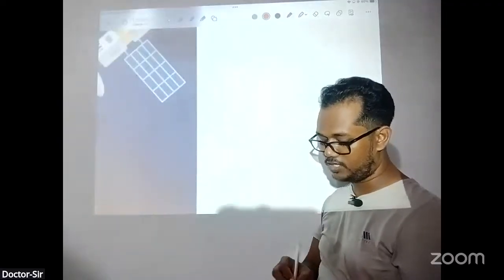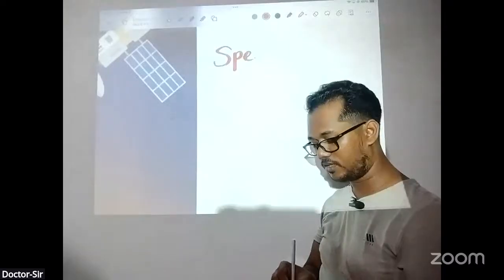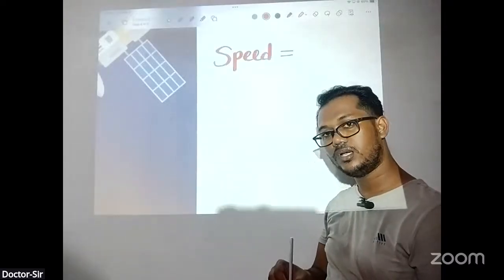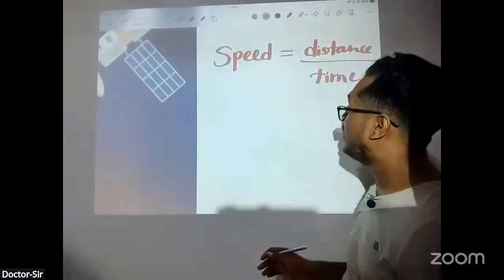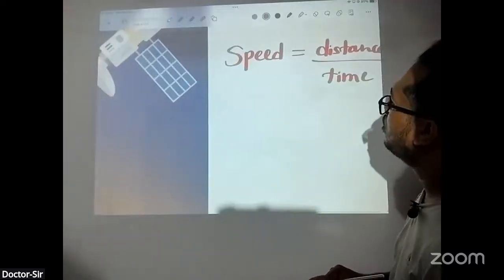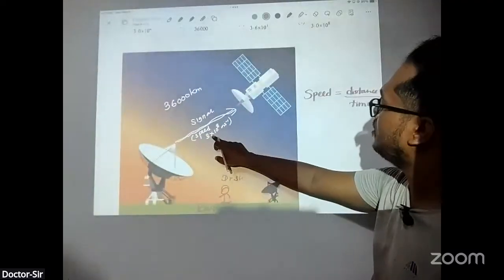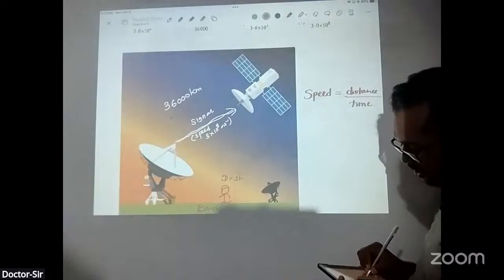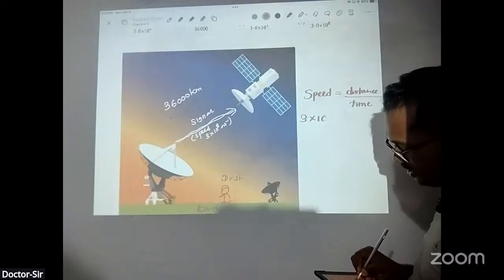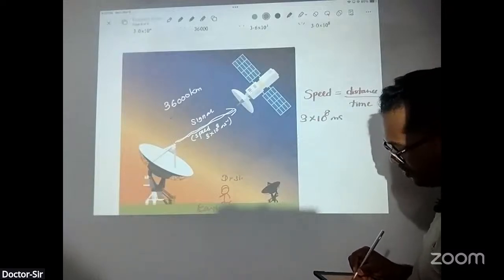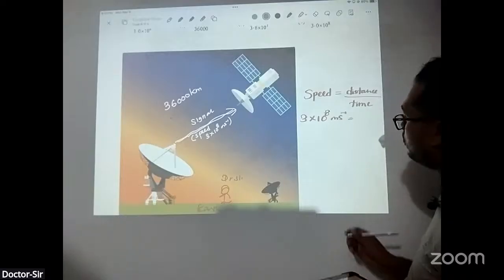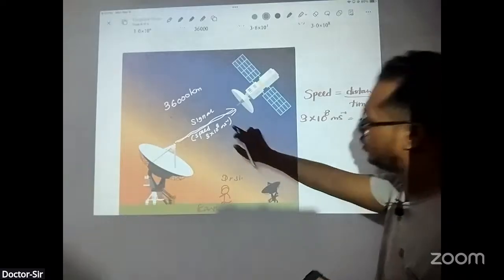We know speed equals distance divided by time. Yes, very good. So speed equals distance divided by time. Now we know the speed here: 3 multiplied by 10 to the power 8, that is m s to the power minus 1. Okay, you should be very careful about the units.